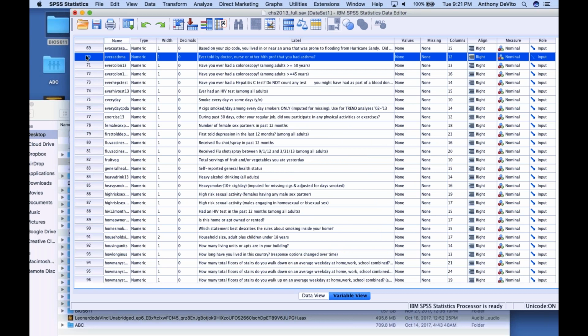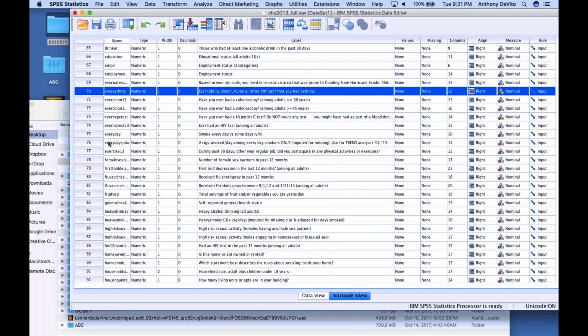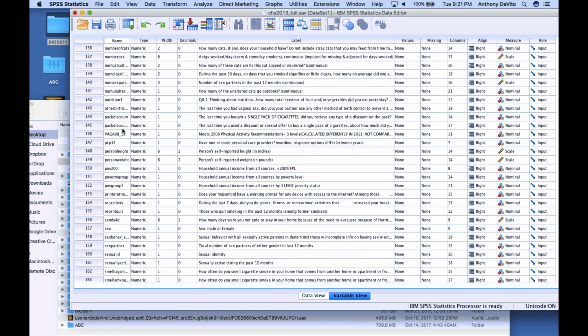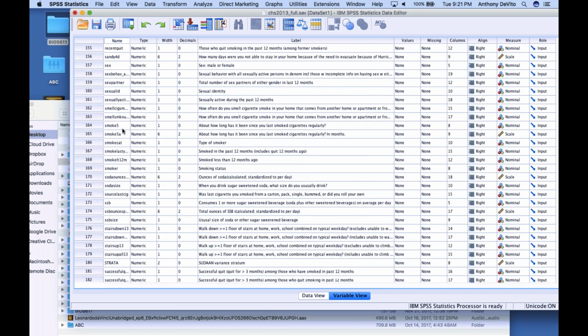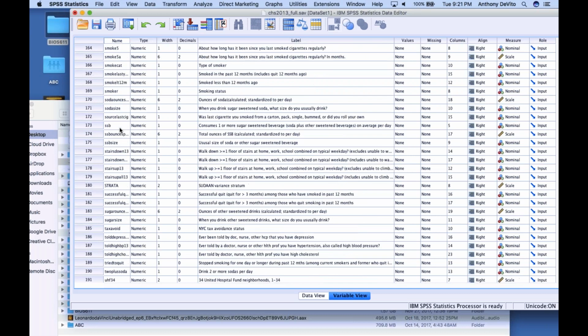Now I'm going to work with that variable, and I'm going to work with the variable SSB, I think it was, right? SSB consumes one or more sugary drinks. We know that those are both categorical variables. Both of them are answered yes or no. So I'm going to work with that.